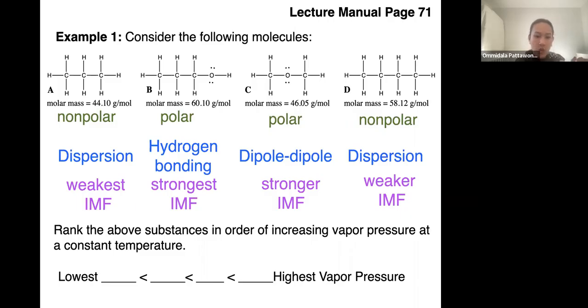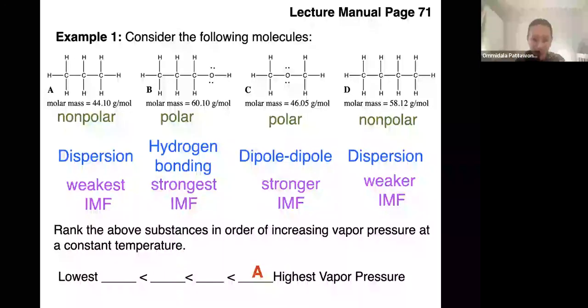So if you want to rank the vapor pressure at constant temperature, A has the highest vapor pressure because it has the weakest IMF, followed by D, then C, and B would be the lowest. So in this case, we can say that A is considered a volatile substance, and B would be a non-volatile substance.